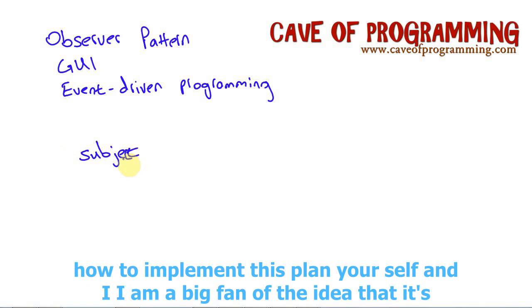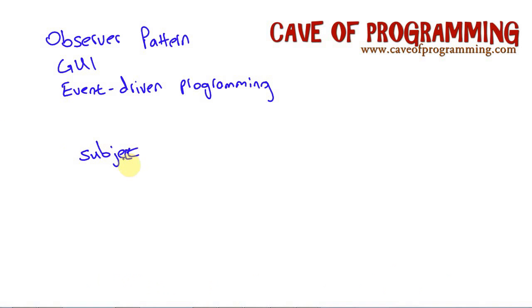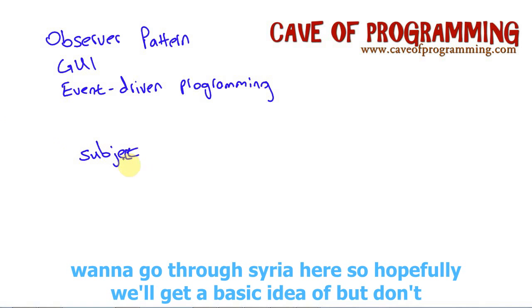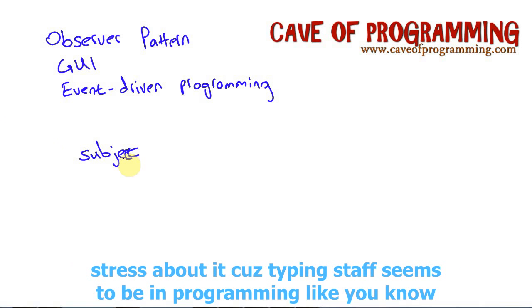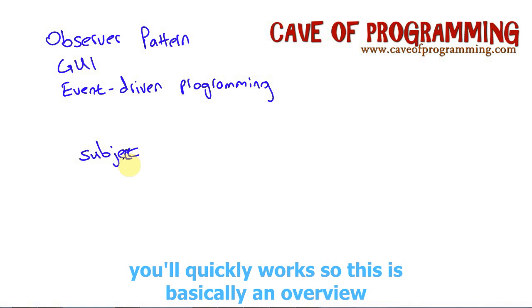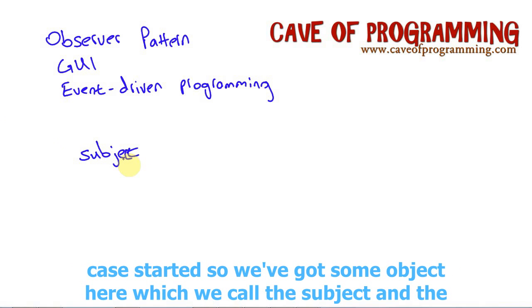And I am a big fan of the idea that it's not necessary to stress too much about the theory of this stuff. I just want to go through the theory here so that hopefully you'll get a basic idea of it, but don't stress about it, because typing stuff seems to be in programming like 80% of understanding, and if you type this a few times and you get it to work yourself, then you'll quickly start to have a feel for how this works. So this is just basically an overview to get you started.